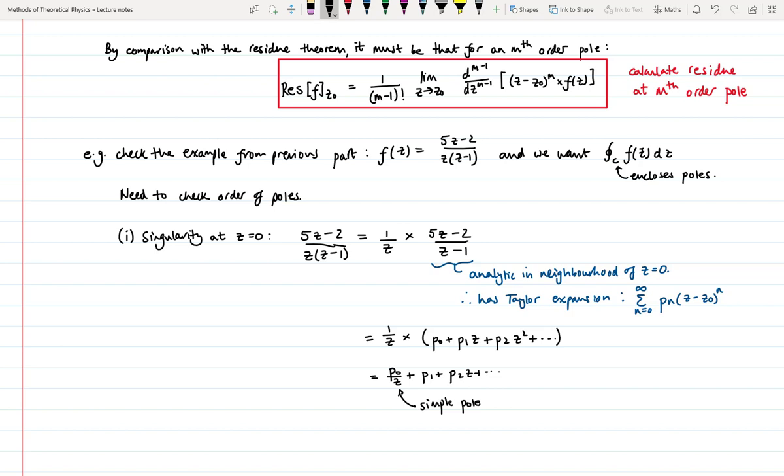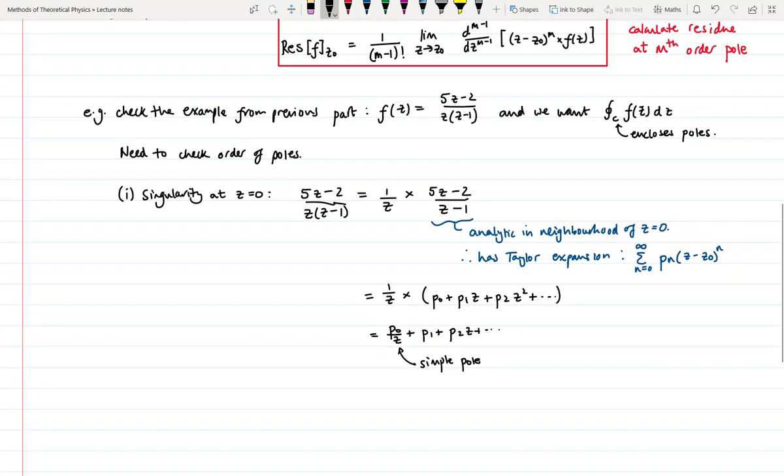In order to find the order of the pole, we didn't have to go through the full process of finding the entire Laurent series. Okay, so we found that the singularity at z equals 0 is a simple pole. That means that we can apply the expression in the red box at the top of the page, that the residue of our function at z equals 0 is 1 over, and then m equals 1, so m minus 1 factorial is 0 factorial, which by convention is taken as 1.